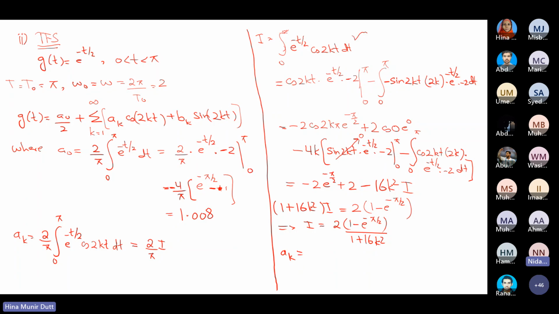So what is my ak? My ak is 2 over pi, 2 over pi means 4 over pi, multiplied with this: 4 over pi, 1 minus e to the power minus pi over 2 over 1 plus 16k square. This one. And then I will get, if I calculate 1 minus e to the power minus pi by 2 multiplied by 4 divided by pi, this is the same value, this one.